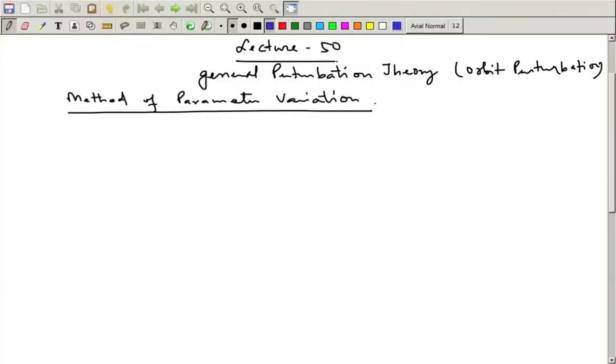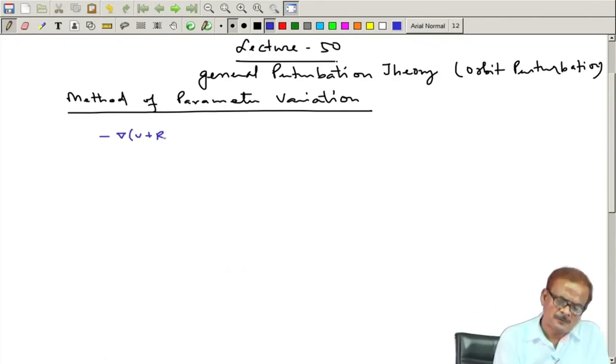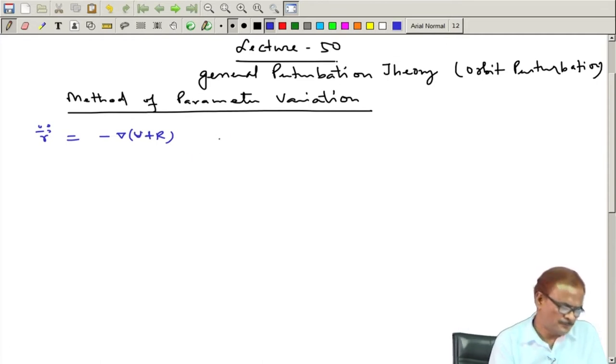Welcome to lecture number 50. We have discussed the initial part of the general perturbation theory, and in that, the method of parameter variation we are going to apply to solve that problem. So, our problem was r double dot equal to minus del u plus r, this is in bracket, and this we need to solve. So, this is our basic equation.